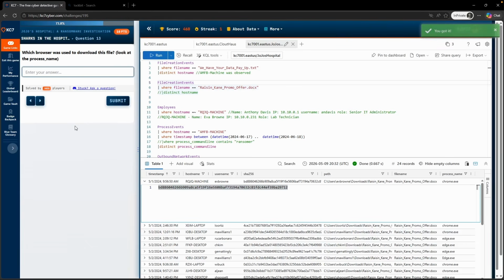Which browser was used to download this file? Look at the process name, and it shows Chrome. So Google Chrome was responsible for downloading the file.